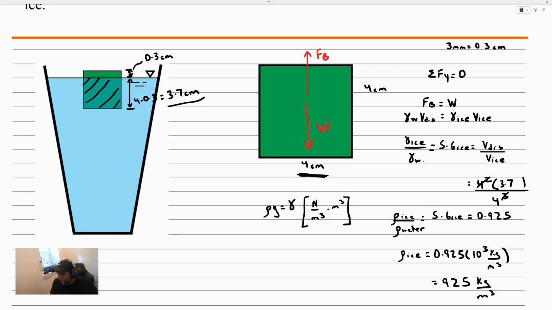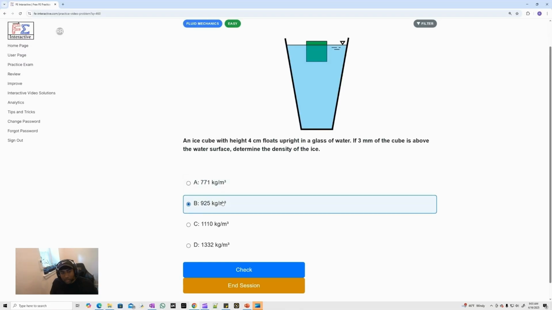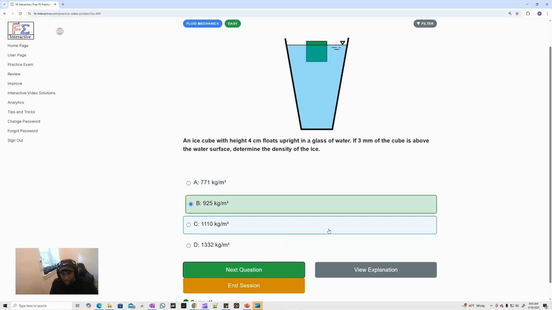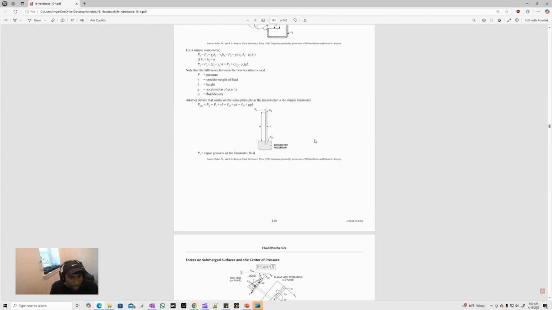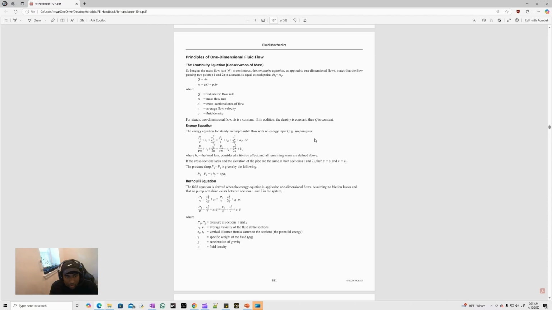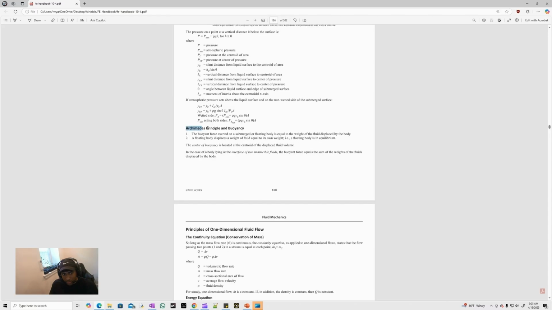Let's go ahead and check that answer here. We have the 925 and we got the solution correct. Additionally, if you didn't remember Archimedes' principle, we can go ahead and check inside of the reference manual. You can see Archimedes' principle here. The buoyancy force is equal to the weight of the displaced fluid.